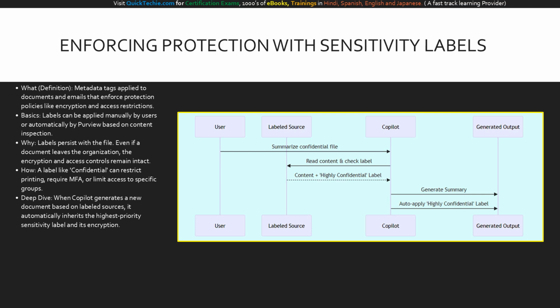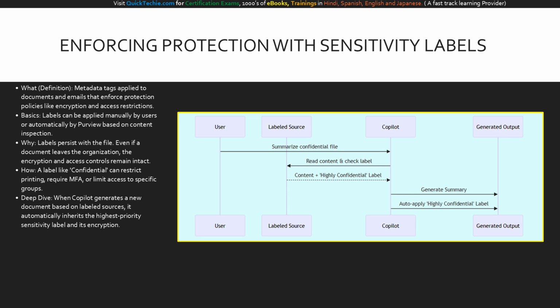organization. Once we know where our data is, we protect it using sensitivity labels. Think of a label as a persistent security wrapper. If a document is labeled highly confidential, that label stays with the file even if it's downloaded to a USB drive or emailed outside the company. We can configure these labels to enforce heavy encryption or apply visual watermarks.